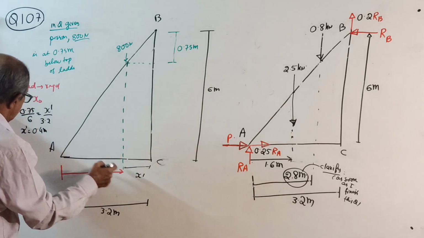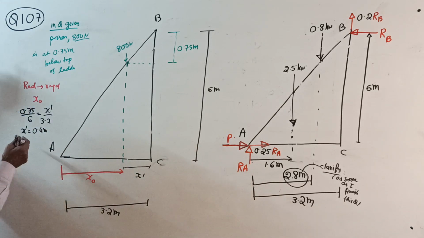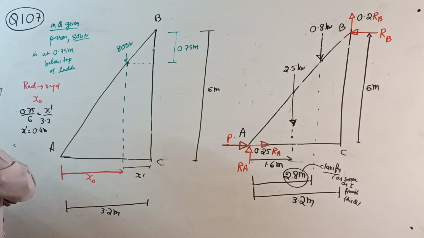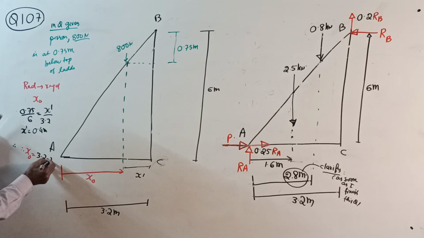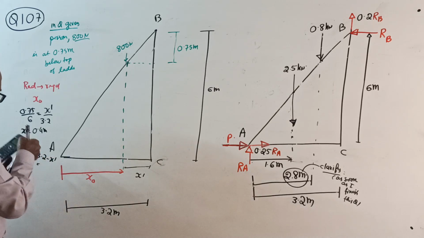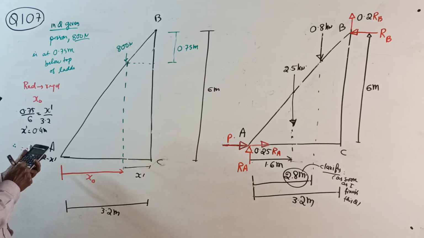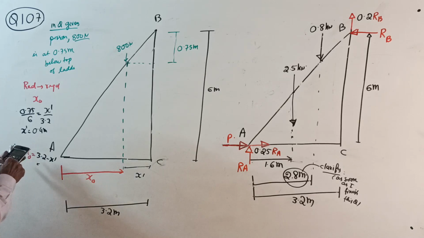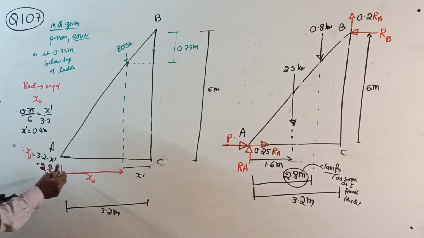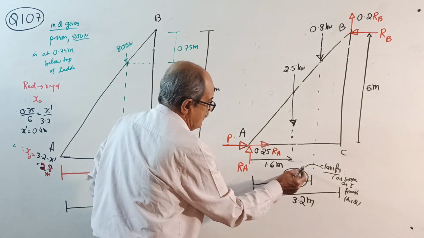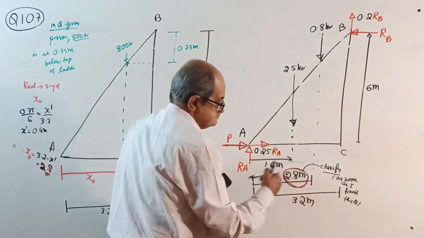So once you get x dash, therefore our x naught equal to, with red color, see, our required value. Therefore our x naught equal to 3.2 minus x dash equal to 3.2 minus 0.4 is 2.8 meter. Red color. What I want? Red color 2.8 meter. See, this red color value, 2.8 meter.